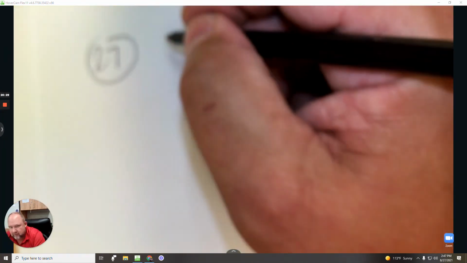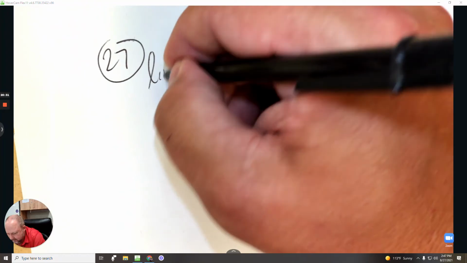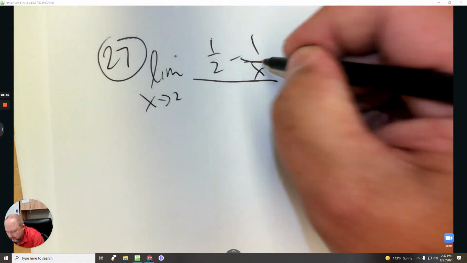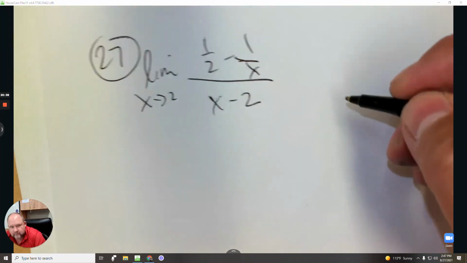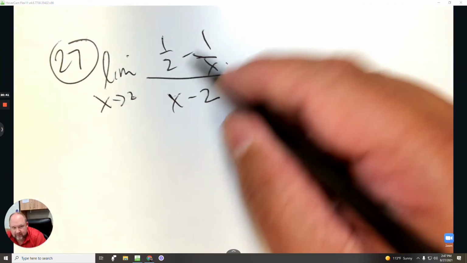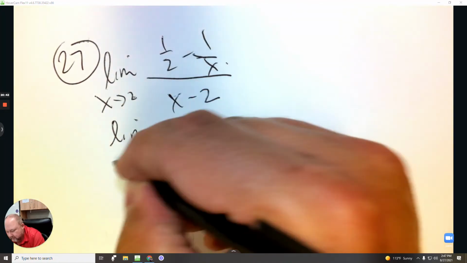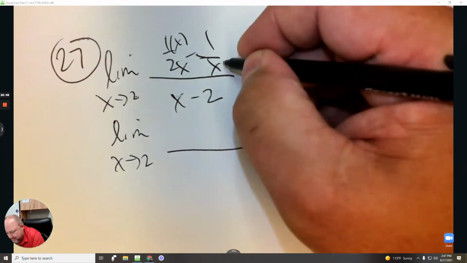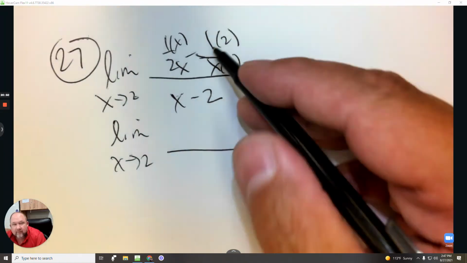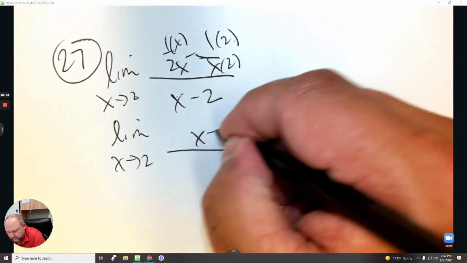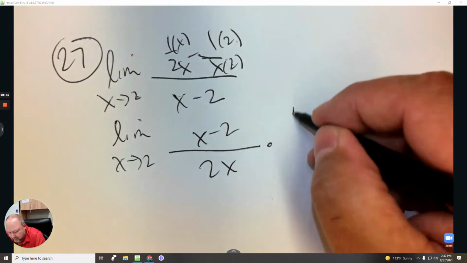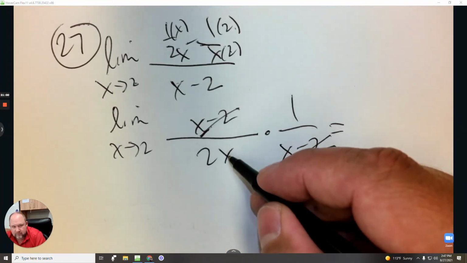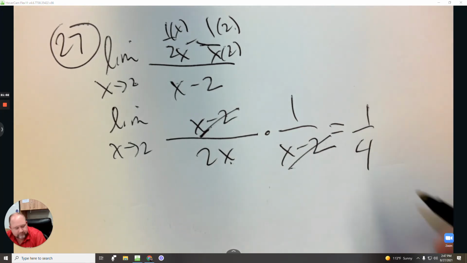These are so important to review so you don't forget. So the limit as x approaches 2. When I plug in 2, it's indeterminate. So to remove the discontinuity, I'm going to get common denominators. So I'm going to multiply by x and by 2. So this is x take away 2 over 2x. Then I'm going to multiply by the reciprocal. Now it's removable, and when you plug in 2, you get the answer a quarter.